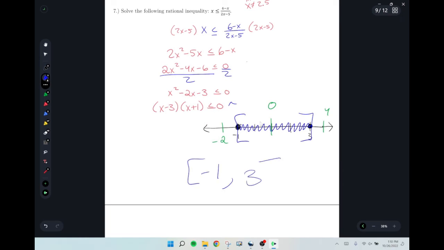-1, comma, 3. Yeah, it says solve it. That's the solve. That's the solution. Yeah. That's the set of solutions. There's a bunch of solutions. So you can say the solution is sort of the domain of this problem. Absolutely, the solution is the domain because the problem doesn't even have a y value, only x.